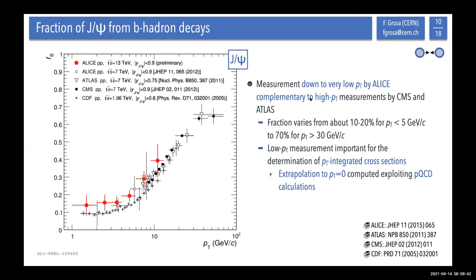Another interesting thing that we can have a look at is the fraction of non-prompt hadrons over the inclusive production. And in this example, I reported the measurement of the fraction of non-prompt J/psi mesons measured by ALICE compared to several other measurements from ATLAS, CMS, and, at the Tevatron, by CDF. And as you can see, the measurement of ALICE is somehow complementary to the other LHC experiments because it allows us to measure the beauty fraction down to a very low pT, which is really relevant when we want to compute pT-integrated cross sections, because of course the maximum of the cross section is around 1 or 2 GeV/c.